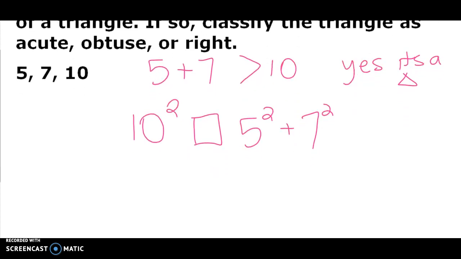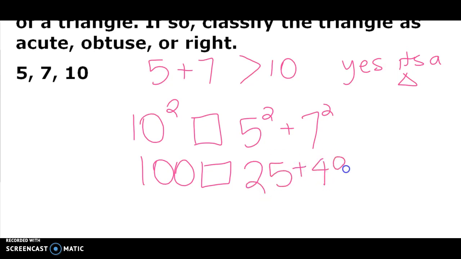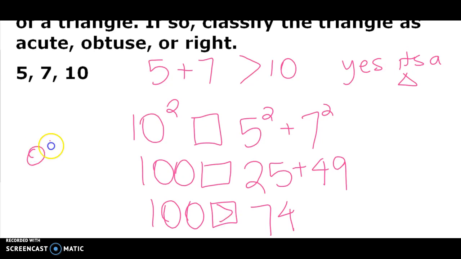So 10 squared is... leave that box there because we're not sure what it's going to be. 5 squared is 25 and 49. So what's 25 plus 49? 74. Is c squared bigger or smaller than 74? So what type of triangle is this? Obtuse. It's an obtuse triangle.